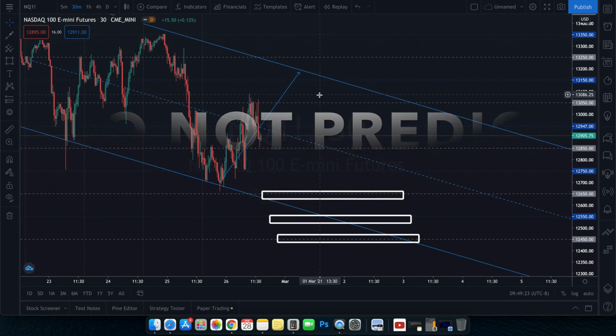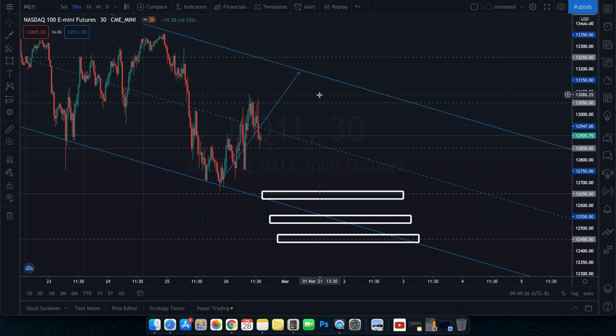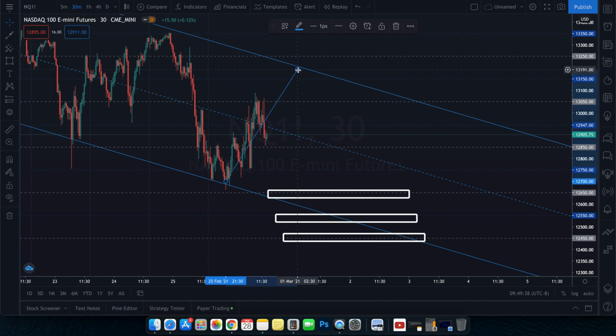I guarantee you that there is nobody that can predict exactly where the market is going, and if they're saying that, they're full of crap, and I guarantee you that in the long term they're not going to be making money.